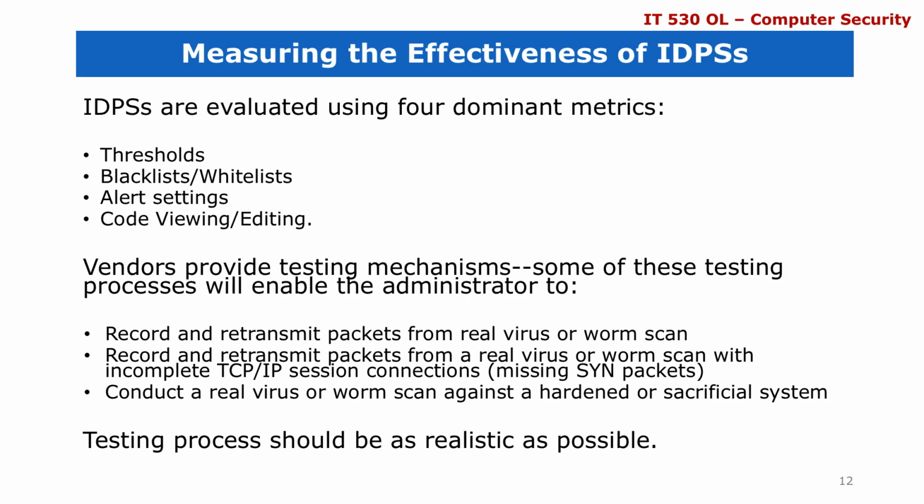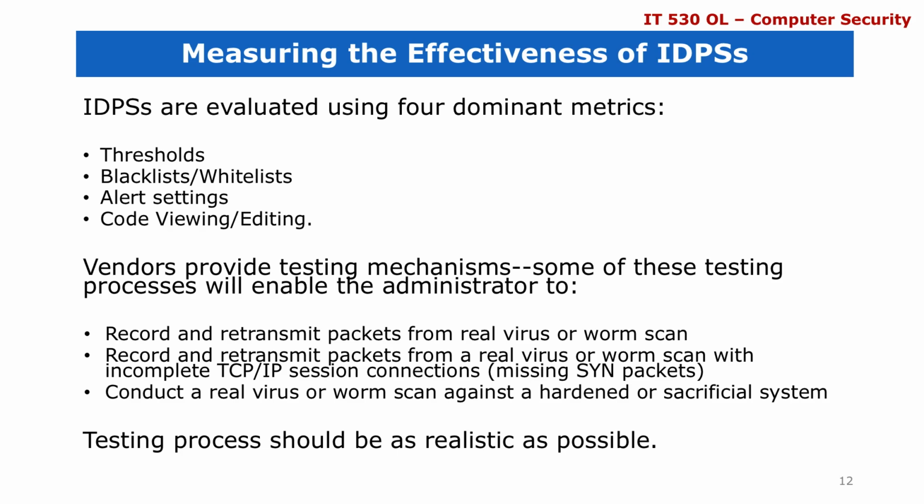So now that we understand IDPS, their deployment and implementation, as well as the control strategy, how do we measure the effectiveness of an IDPS? Usually IDPS are evaluated using four metrics: a threshold, a blacklist or whitelist, alert settings, and code review and editing. Either of these is a way to evaluate an IDPS.